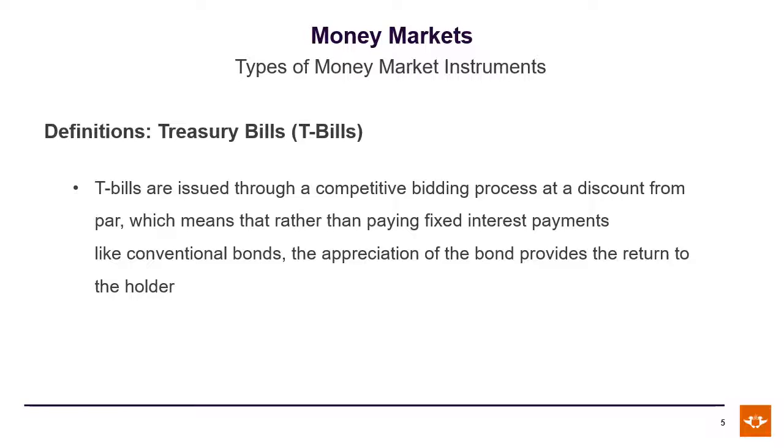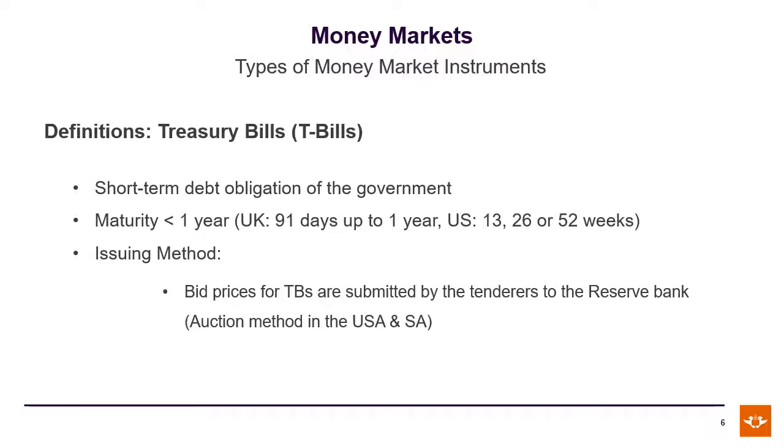Again, as mentioned, the treasury bill is issued at a discount to par, which means that rather than paying fixed interest payments like they do for conventional bonds and for yield money market instruments, the appreciation of the bond, that is the increase in the price from issue to maturity, provides the return to the holder. In other countries outside South Africa, for example the US, the maturities on treasury bills range from 13 to 52 weeks. Again, the issuing method is an auction method, as it is here in South Africa.